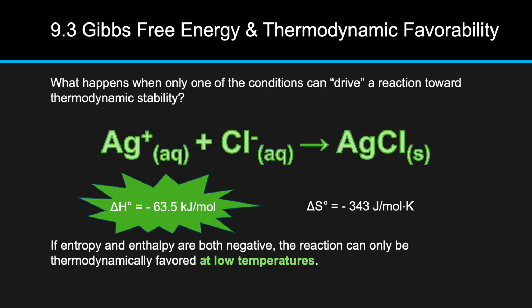Now, the negative enthalpy means that this reaction releases energy, which is favorable. However, the negative entropy means the system becomes more ordered, which is unfavorable. So at low temperatures, the energy release is going to dominate, so the reaction is going to be favored. However, if we have this reaction occurring at high temperatures, the importance of the decrease in entropy becomes stronger and outweighs those energy benefits, so the reaction is not going to be thermodynamically favored.